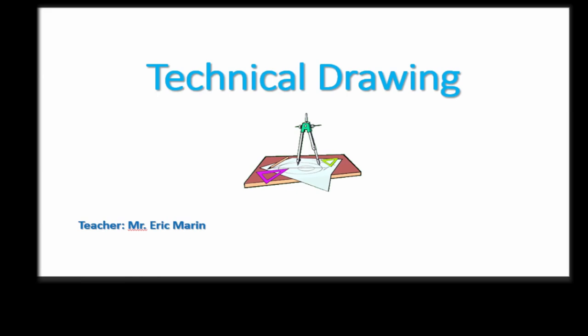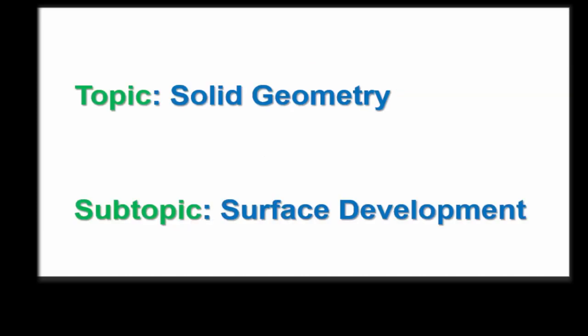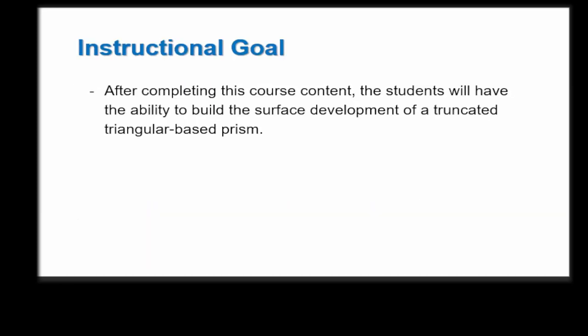Today in technical drawing, we're going to take a look at a complex construction. We take a look at solid geometry. Our subtopic for today would be surface development. Our instructional goal, or the outcome after completing this course content, is that the students will have the ability to build the surface development of a truncated triangular based prism.